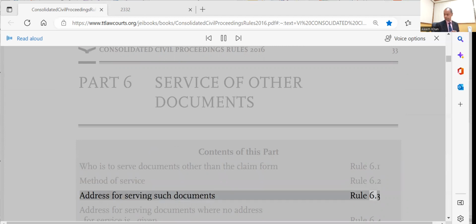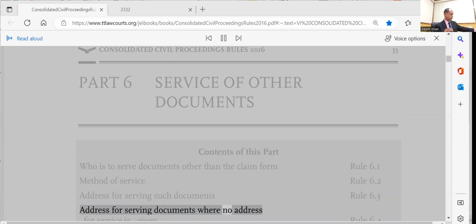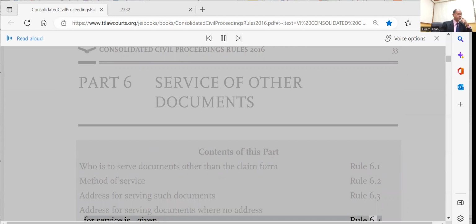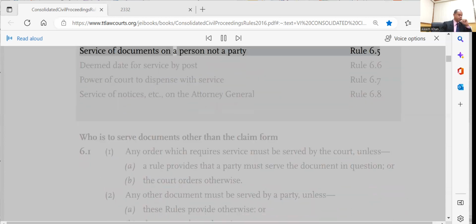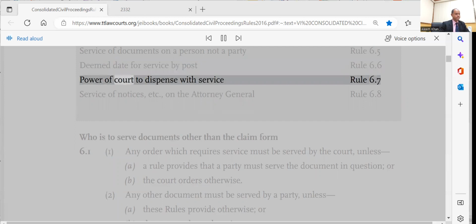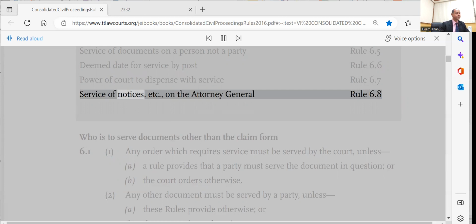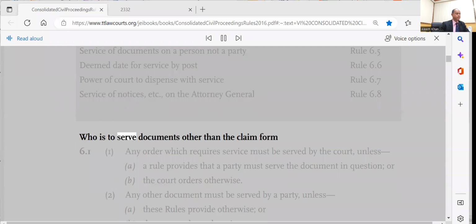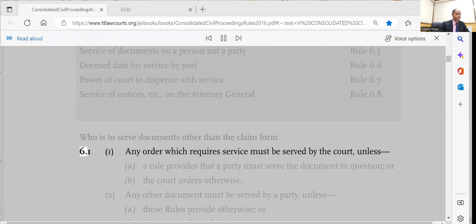Rule 6.3 Address for serving documents where no address for service is given. Rule 6.4 Service of documents on a person not a party. Rule 6.5 Deemed date for service by post. Rule 6.6 Power of court to dispense with service. Rule 6.7 Service of notices, etc., on the Attorney General.